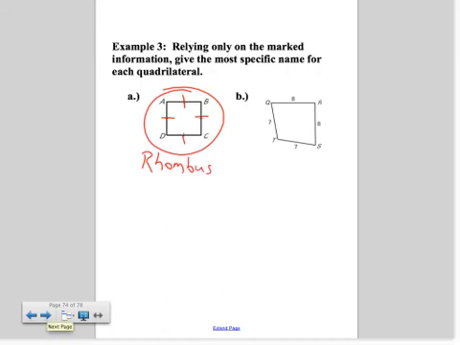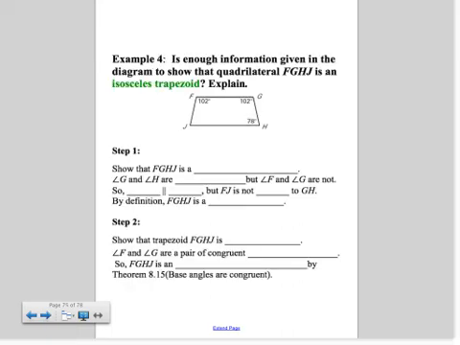I look at part B. 8 and 8 are congruent. 7 and 7 are congruent. We only have one shape that meets that criteria. This guy's got to be a kite. Okay, no other options. And again, I know I'm going quickly, but this is just getting your feet wet a little bit with these types of questions.